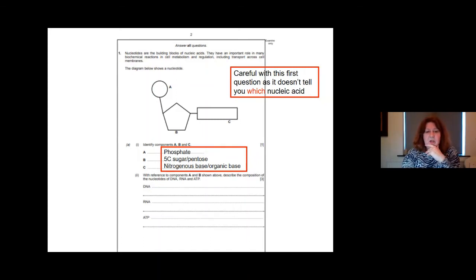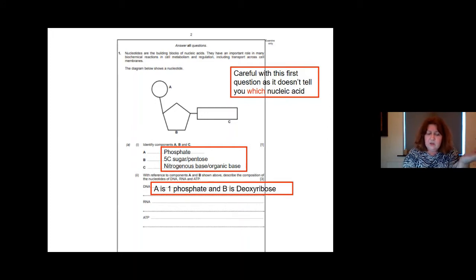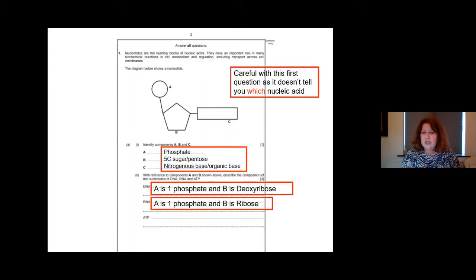And then the last part says with reference to A and B, so just A and B this time, what's the composition of the nucleotides of DNA, RNA and ATP? Well, if we're talking about DNA, as we've just talked about, A is going to be a phosphate group, but it's going to be one phosphate group, and B is going to be deoxyribose. That's the name of the sugar there. So now we're differentiating a little bit between what B actually is. Whereas in RNA, it's very, very similar, but this time the 5-carbon sugar, slightly different, it's ribose.